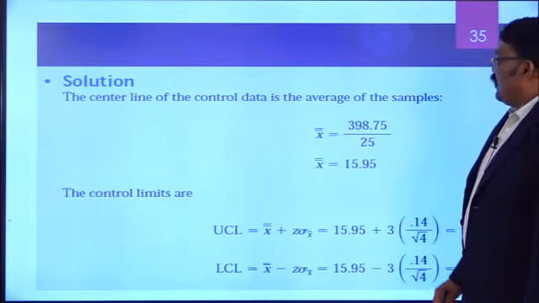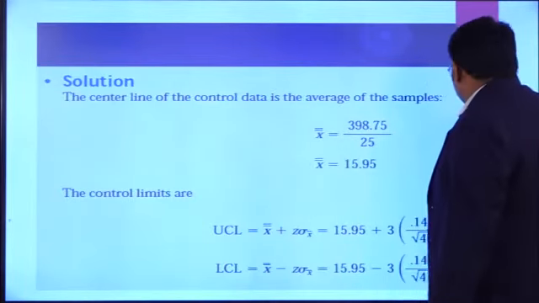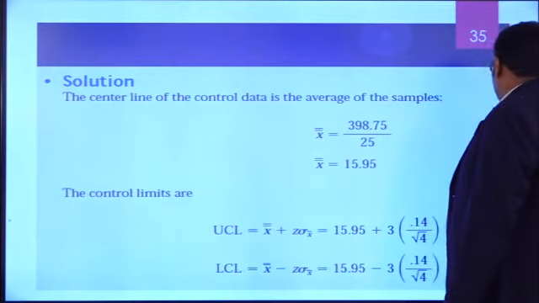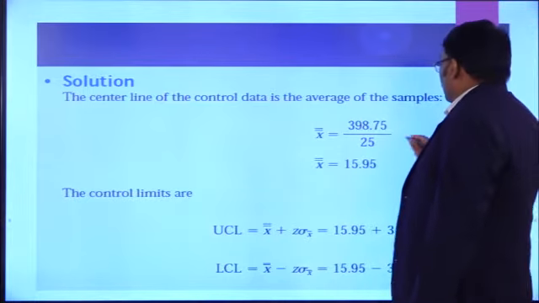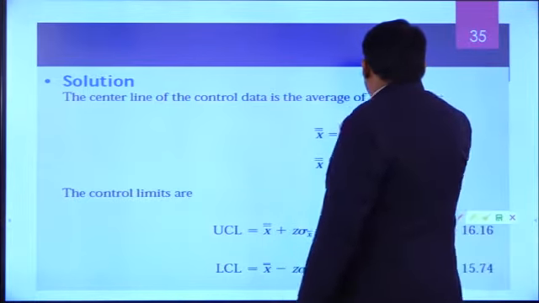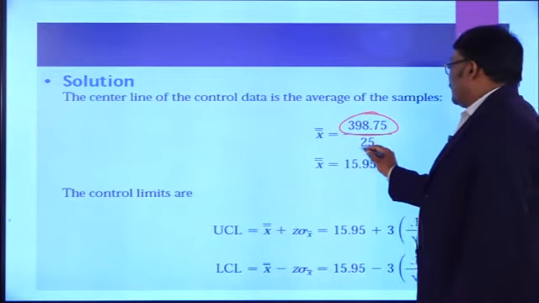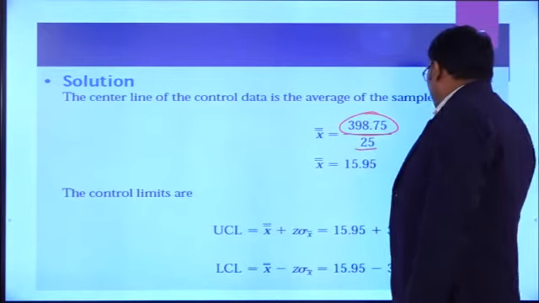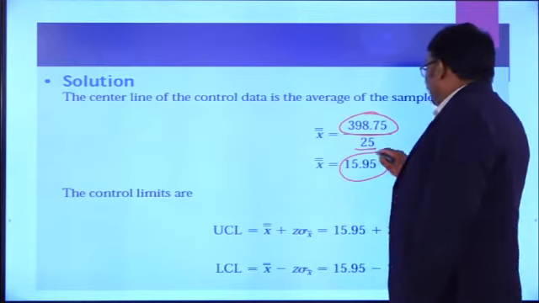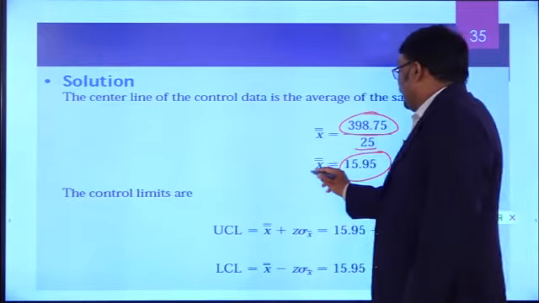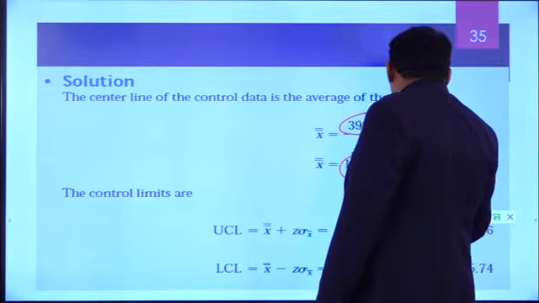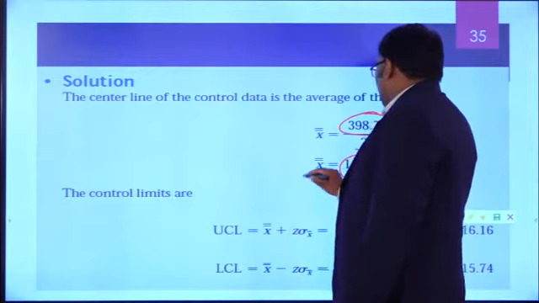Now, we have calculated the value previously. That value we have got is 398.75. Total sample is 25. Divided that value, we will get 15.95. That is nothing but x double bar.